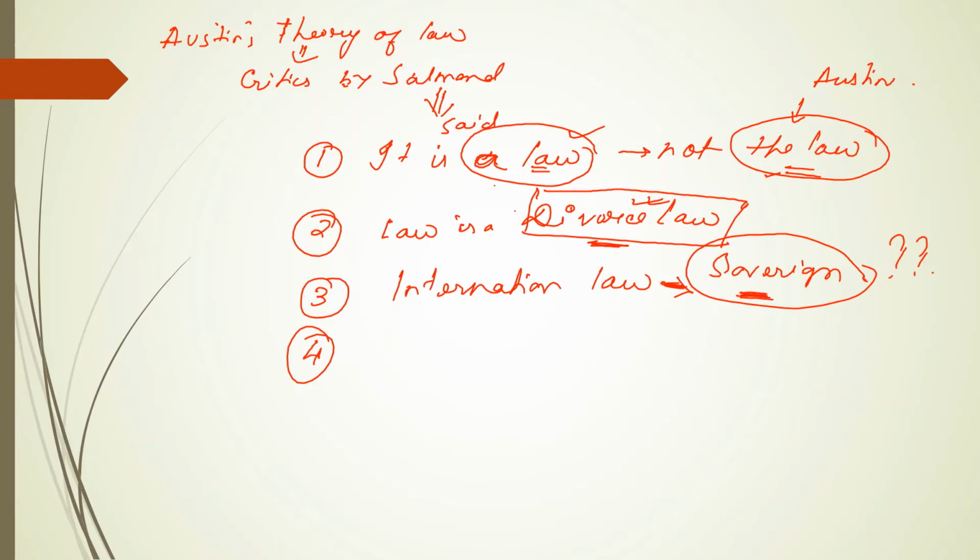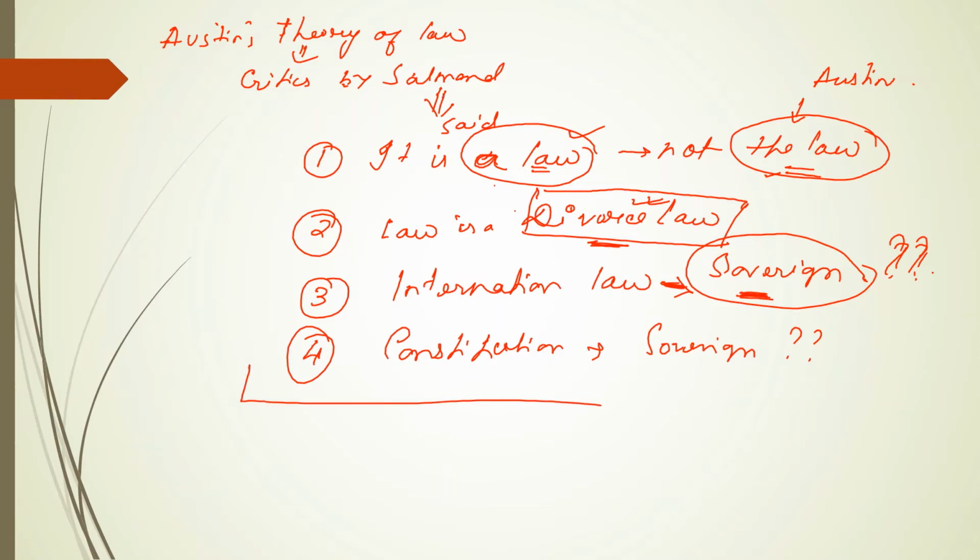So he questioned this point. Fourthly, he also questioned how the constitution becomes sovereign. He questioned these two points. Having so much problem with Austin's theory, he questioned all these four points. Along with this, Salmond had his own view about law.